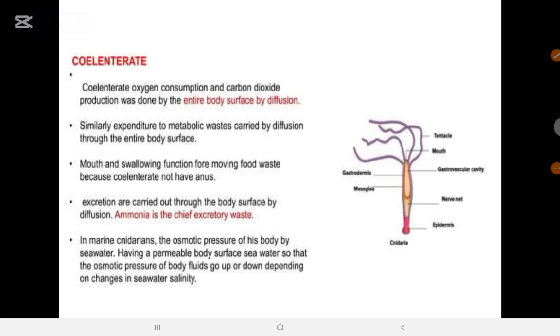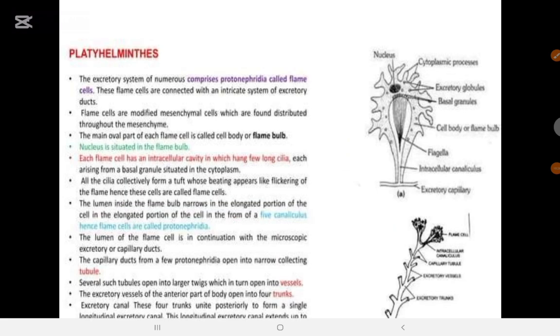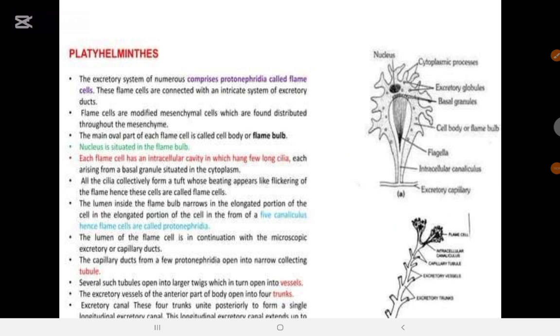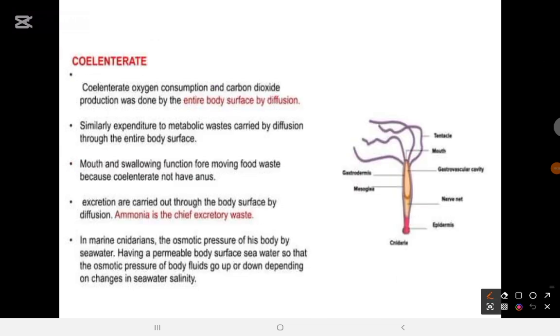So coelentrates usually also have a large surface area to volume ratio. Because of that, diffusion is possible. So we say diffusion is possible for all of these lower organisms, from protozoans to coelentrates. Is that okay? From protozoans to coelentrates, diffusion is the primary method of excretion of waste.